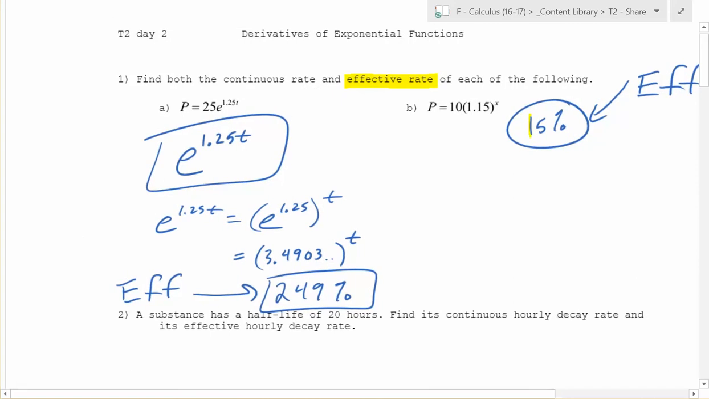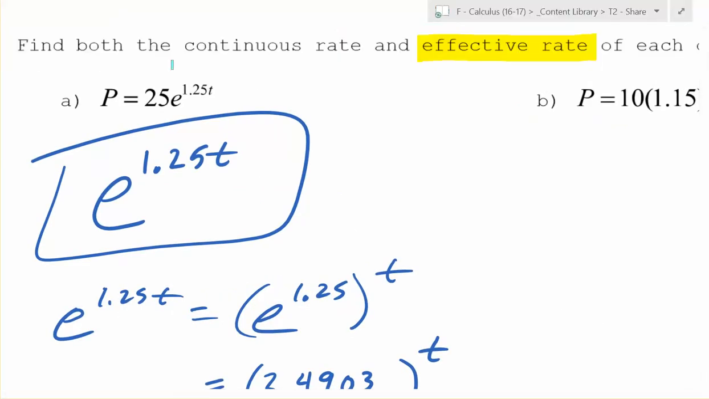So what does it also ask you to find on this question? What does it also ask you to find? So if these are the effective, the continuous would be, what would the interest rate be for this to be a continuous interest term? Now one of these is in continuous interest form and the other one is in regular interest form. Which one's in continuous interest form? A. So what's the continuous interest rate here?